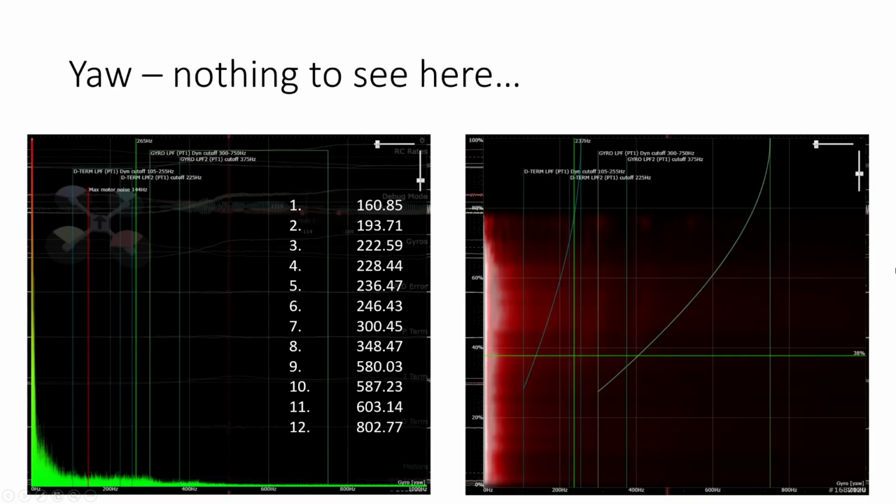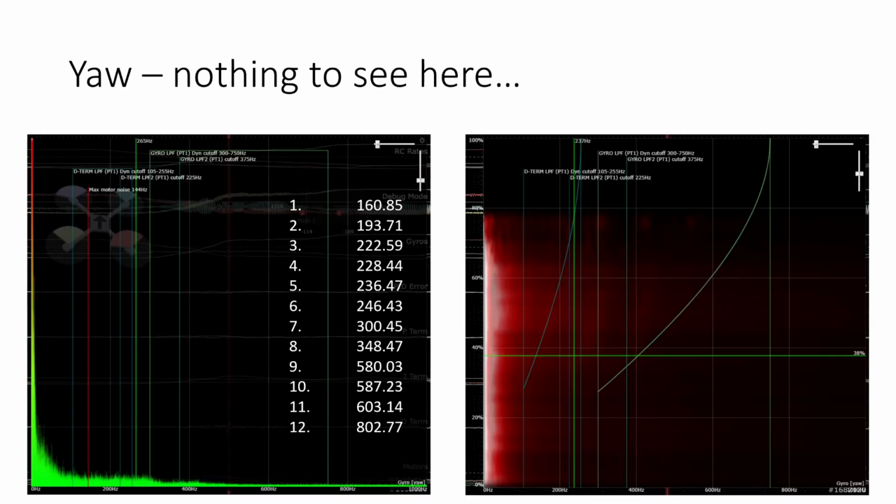And if we look at the yaw axis, I mean, there's nothing to see here really. It's quite typical of well-designed frames that have been built with care to have very quiet yaw axes, particularly on relatively stock Betaflight settings. And so I'm not really surprised that there's not much to talk about here.